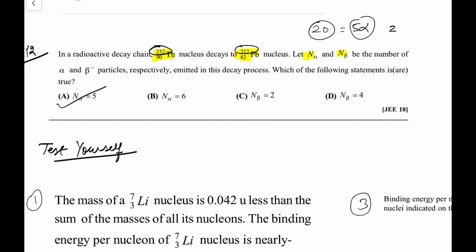Because of 5 alpha, the Z should decrease by 10, but here the Z is decreasing by 8. That means there will be an increment of 2, and each beta increases Z by 1, so there will be 2 beta decays. So we'll go for 5 alpha and 2 beta decays. That would be the answer here.